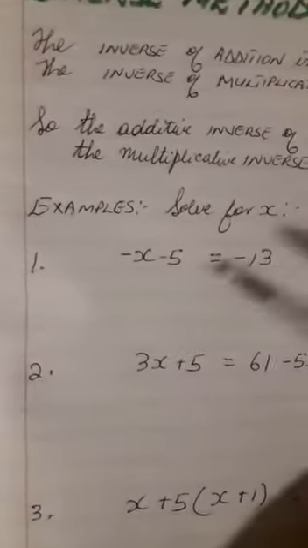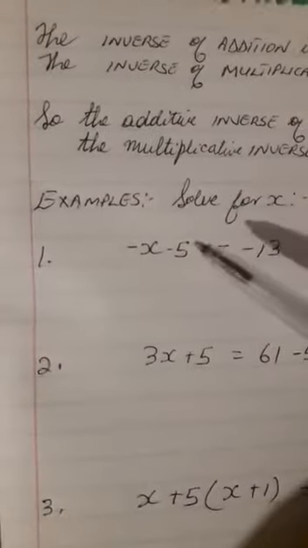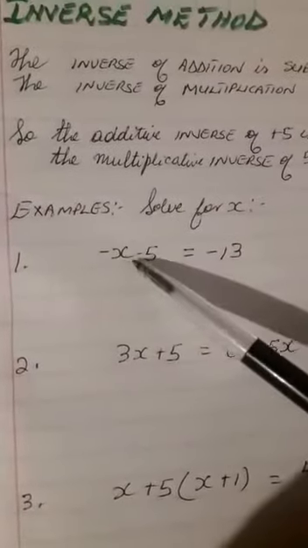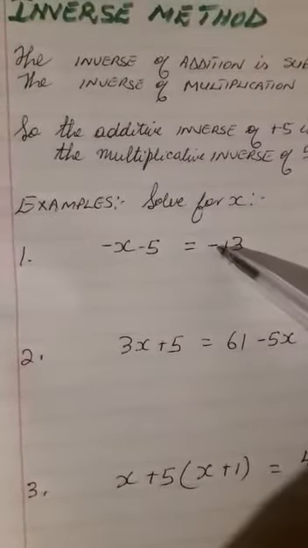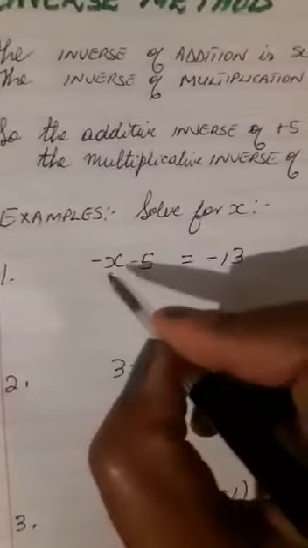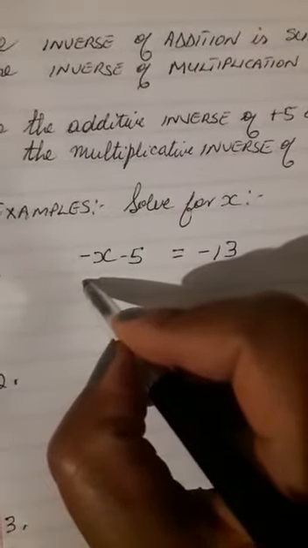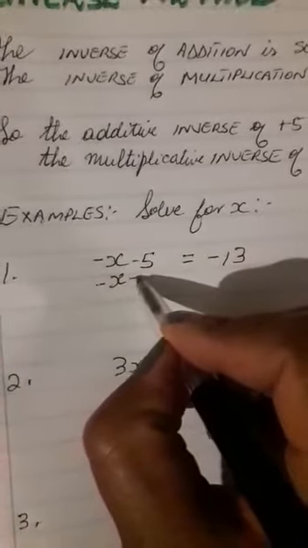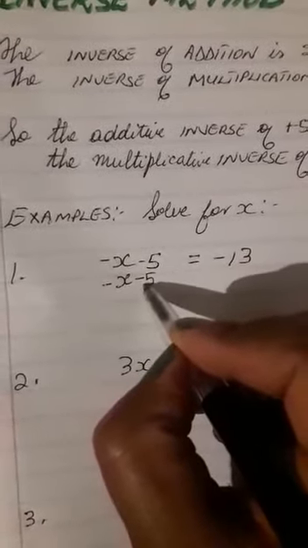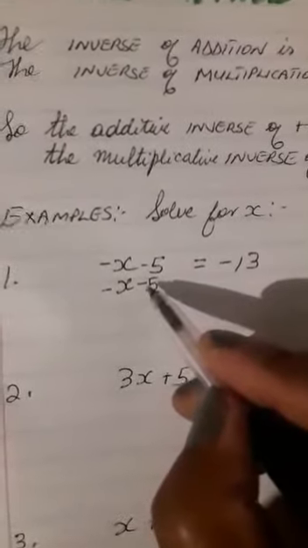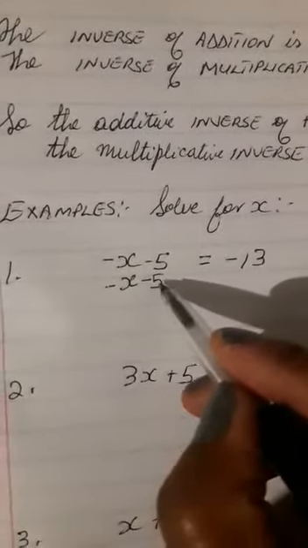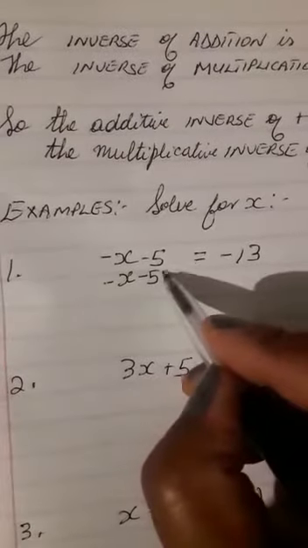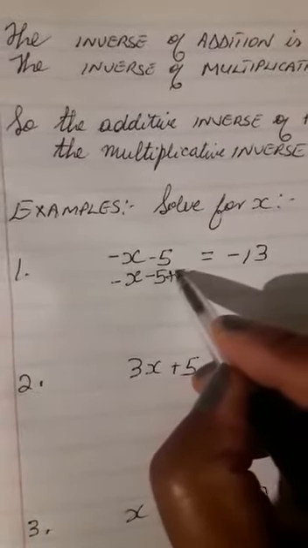Here are the examples. You are asked to solve for x. Number 1, negative x minus 5 is equal to negative 13. What you are going to do, you are going to write this negative x minus 5 and ask yourself, what is the additive inverse of negative 5? The additive inverse of negative 5 is positive 5.